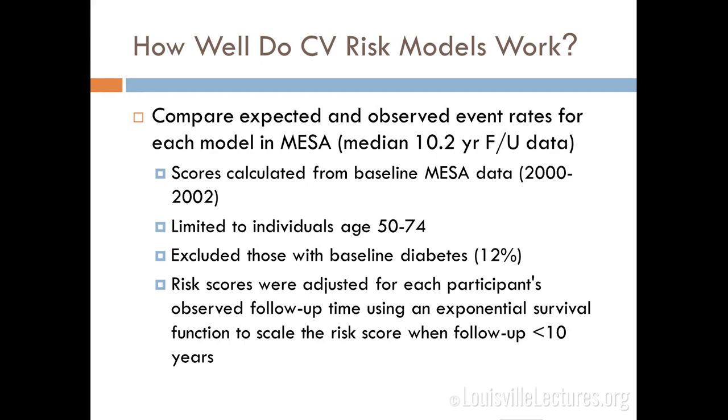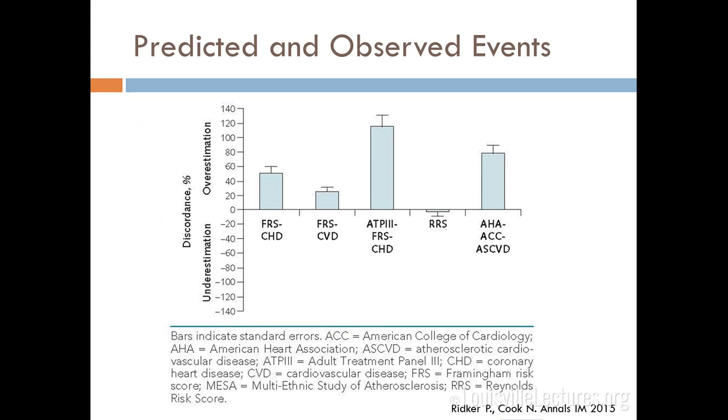So we had their baseline data, very extensive baseline data from all the 7,000 MESA participants, and then we knew over the next 10 years who had a cardiovascular event or not. How well were these new risk prediction scores able to predict the number of events in the MESA cohort? That would basically be calibration. How well are these risk scores calibrated for predicting risk? So we compared that. We had a mean follow-up of 10.2 years, and we adjusted for length of follow-up for those that didn't have a full 10 years.